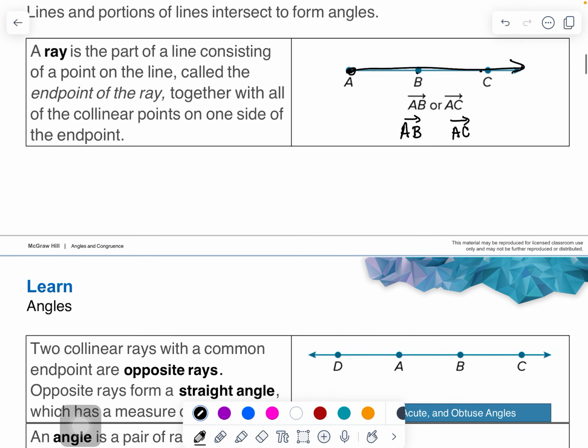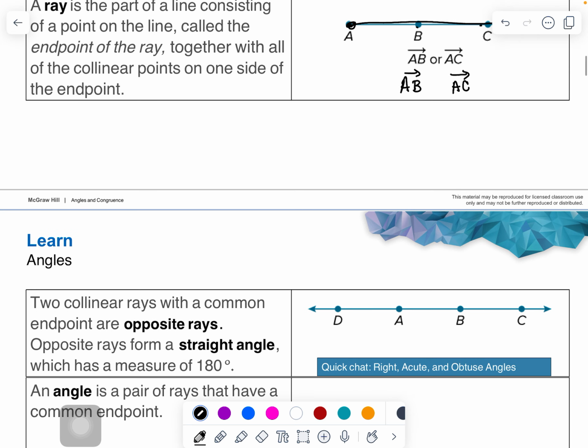But now we're going to talk about some of these other things here. Two collinear rays with a common endpoint are opposite rays. So remember, collinear means together on a line. So if two rays are together on a line with a common endpoint, they must be opposite rays. And then opposite rays form a straight angle. Now, we would typically call those a line. A straight angle is a line. It has a measure of 180 degrees. So if you're taking notes, you could write that that's a line, 180 degrees, right?